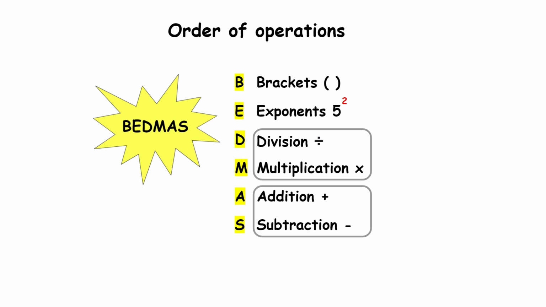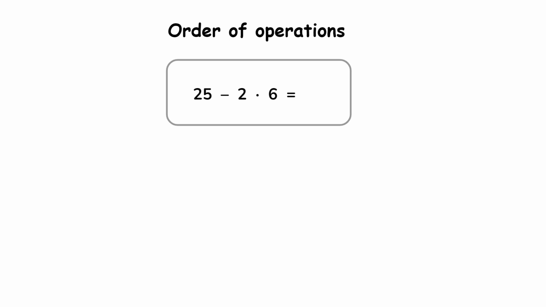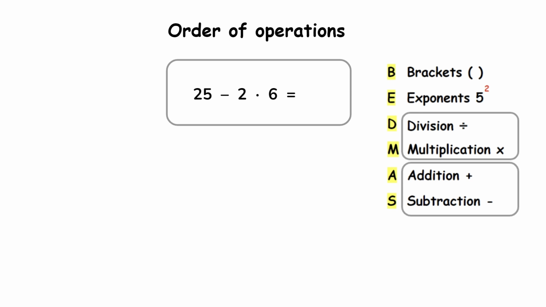So I'm going to demonstrate how to use order of operations to solve the problem 25 minus 2 multiplied by 6. And again, you can use BEDMAS to help you to remember the order of operations rule. Now, remember, the operator that is higher on the list should be considered first. And in this case, that would be multiplication. So let's first multiply 2 by 6, which equals 12. And now that there's only one operation remaining, we can go ahead and finish solving the problem by subtracting 12 from 25, which equals 13.